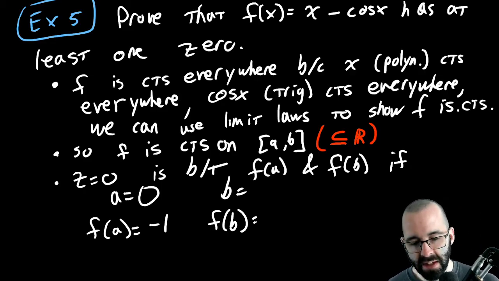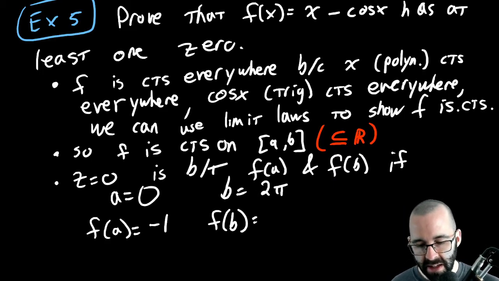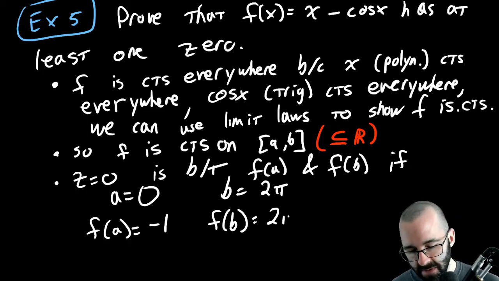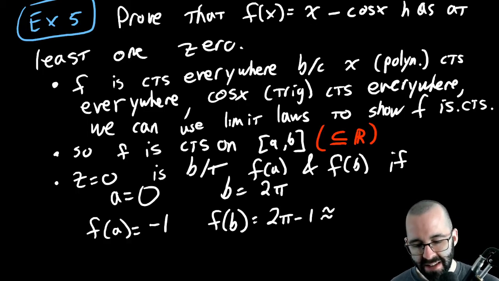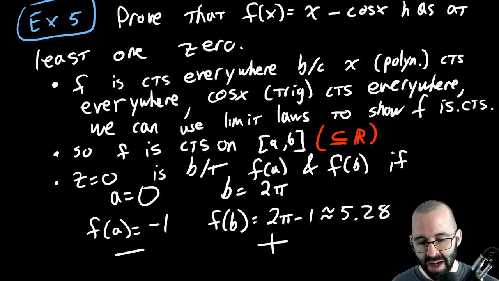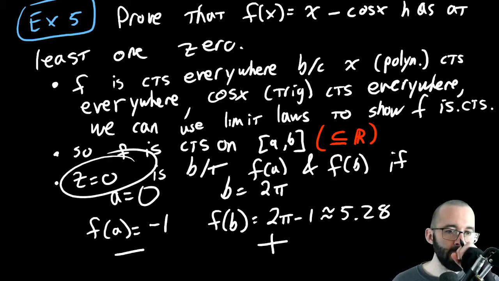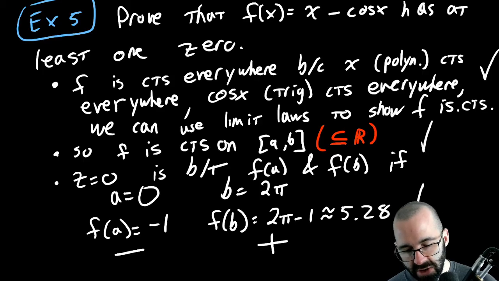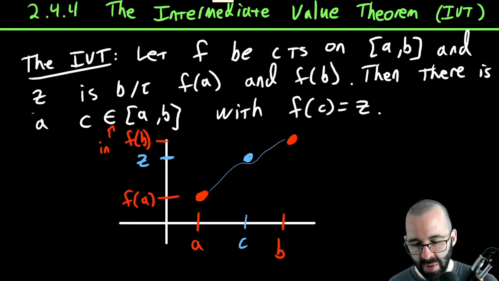However you want to do it. 2 pi we could evaluate exactly. 2 pi is like 6, that's still pretty big. f of b is going to be 2 pi minus the cosine of 2 pi. Cosine of 2 pi is 1, so 2 pi minus 1. That's positive. It's about 6.28 minus 1, about 5.28. But either way, this is negative and this is positive. So 0 is between f of a and f of b. So check, check, check. We have done this part.